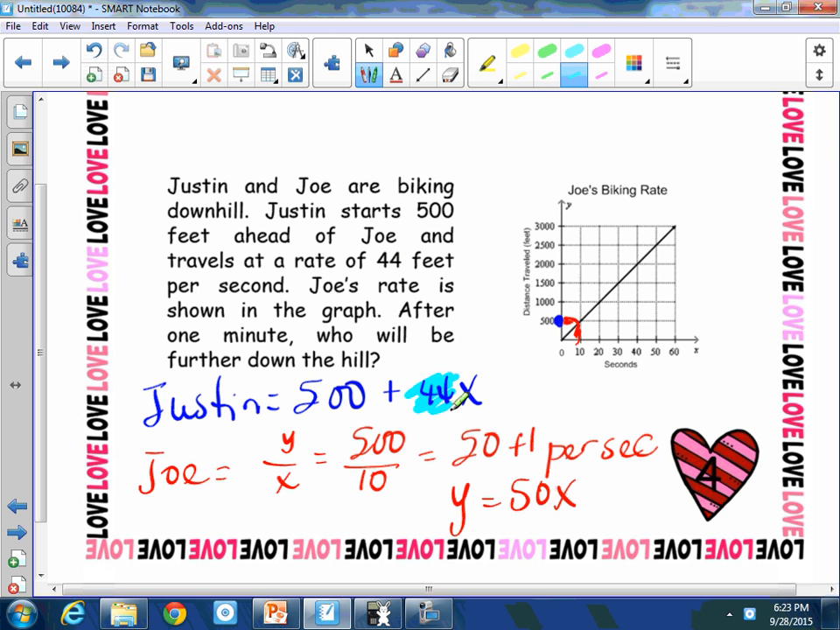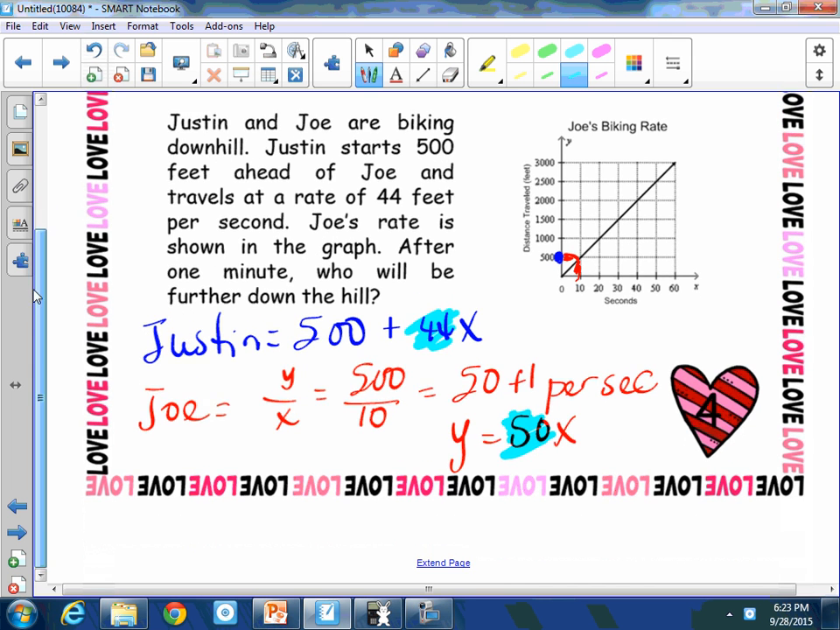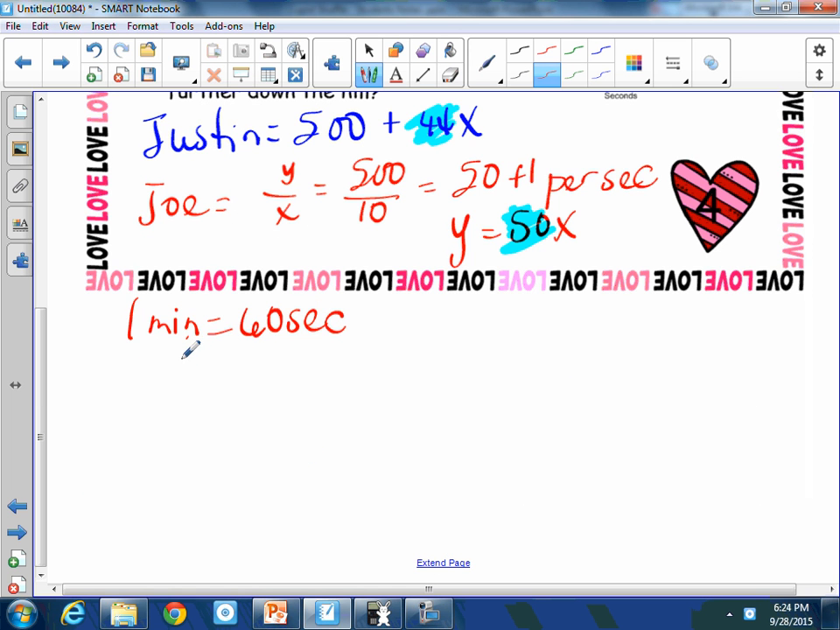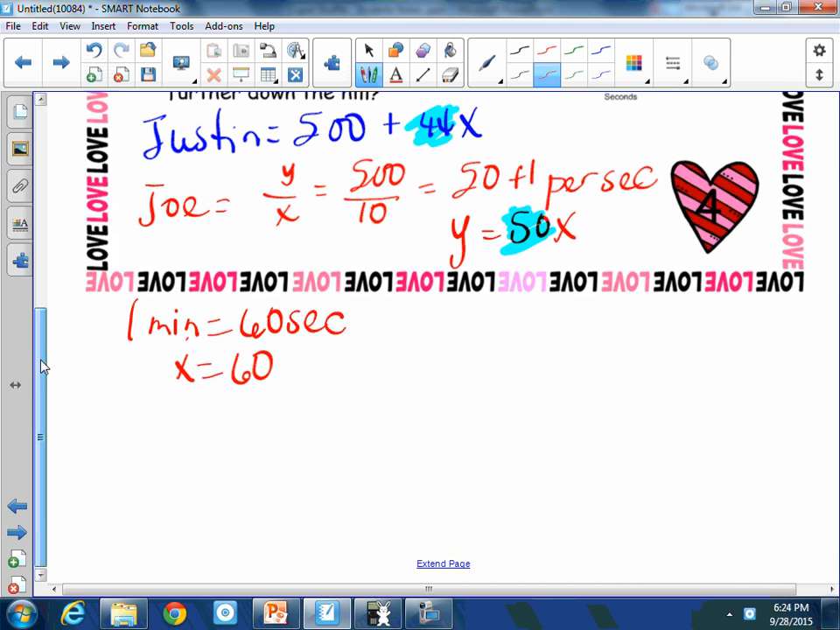So after 1 minute, who will be further down the hill? So this is per second. Let me erase that. I need to pick up my pencil. So 1 minute equals 60 seconds, which means that x equals 40. I'm sorry, 60. It's late.